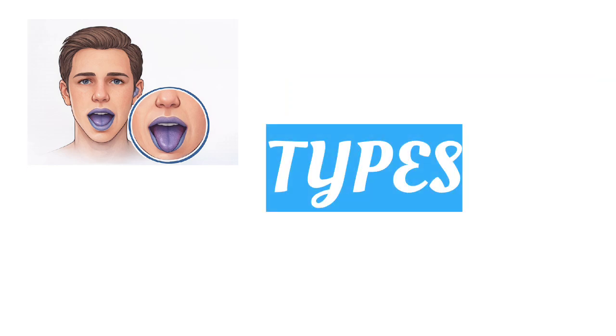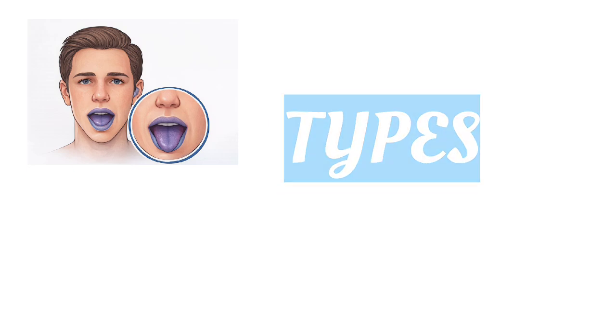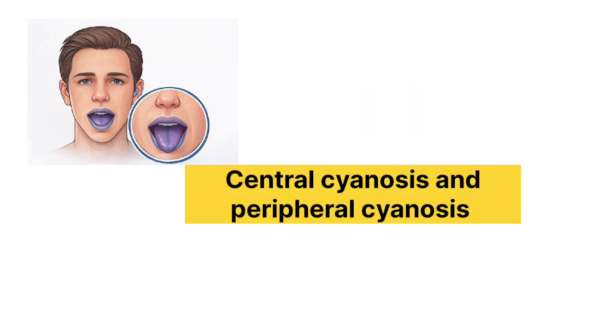Types of cyanosis. Clinically, cyanosis is classified into two main types: central cyanosis and peripheral cyanosis. Distinguishing between these two is very important during physical examination.